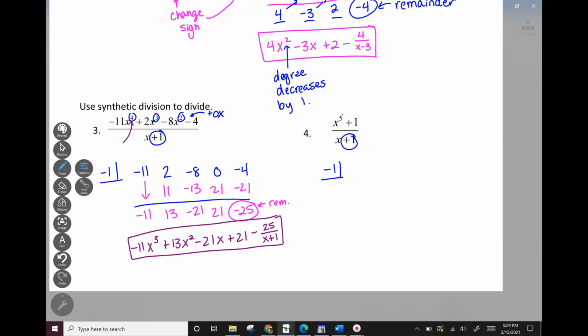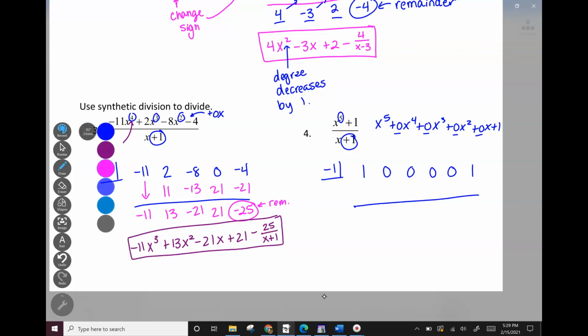Now, lots of terms missing here between x to the 5th and x to the 0. So that is actually going to be x to the 5th plus 0x to the 4th, plus 0x cubed, plus 0x squared, plus 0x, plus 1. Okay, so make sure you insert 1, 2, 3, 4 zeros there. So 1, and then we have 4 zeros, and then we have a 1. Okay, so try this if you're feeling comfortable. Try it on your own. If not, I'm going to do this one with you.